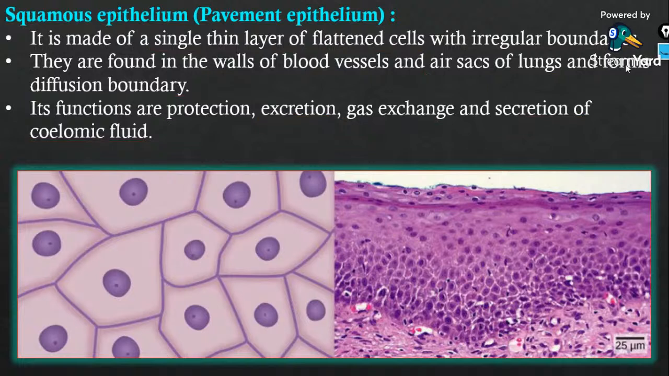So the location is very, very important. Please take short notes. Walls of blood vessels, air sac of lungs, diffusion boundary: squamous epithelium or pavement epithelium. It's a single thin layer of flattened cells.